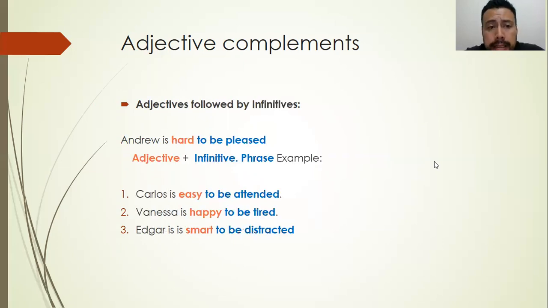Then the next one is the adjectives followed by the infinitive. The example is, Andrew is hard to be pleasant. In the color pink is hard as adjective, and in the color blue is the infinitive phrase, to be pleasant. The examples are, Carlos is easy to be attended. Vanessa is happy to be tired. Edgar is smart to be distracted.